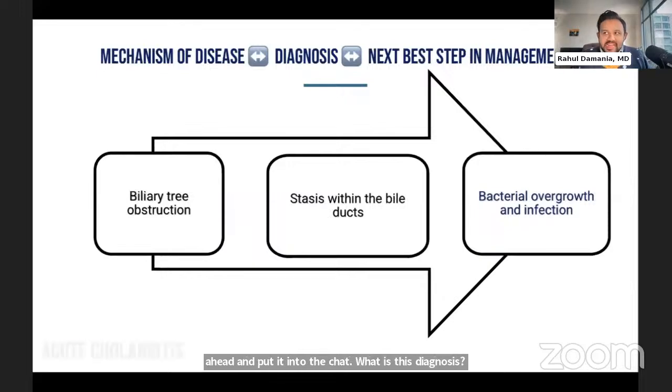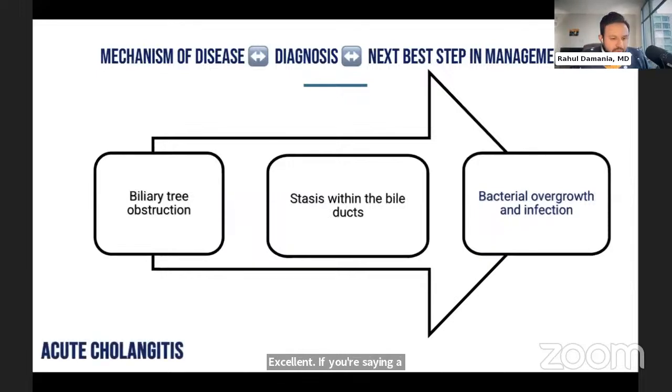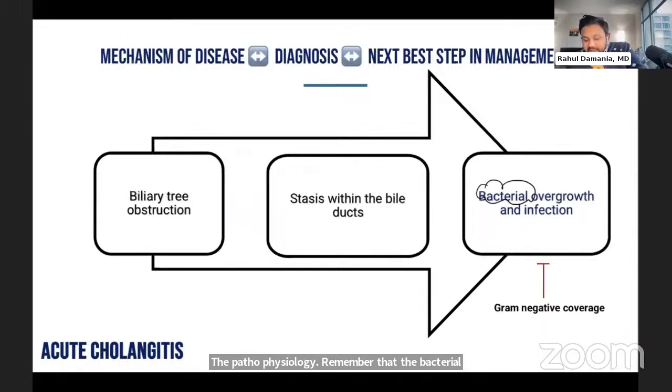Excellent. If you're saying ascending cholangitis, you're absolutely correct, also known as acute cholangitis. And we are going to review the triad in just a second, but this is how I teach for Step 2 CK. You'll see this a lot in my Step 2 CK course, and that is incorporating the pharm right next to the pathophysiology. Remember that the bacterial overgrowth, typically it's going to be with E. coli as well as Pseudomonas microbes. You're also going to have anaerobes that are going to infect the bile duct tree.